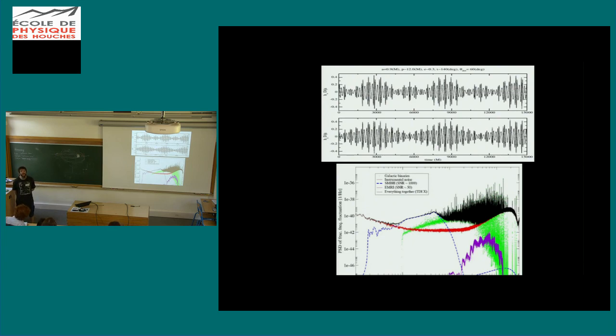What do we use? Well, we use various variants of stochastic samplers. There are papers by myself and Stas Babak and Jonathan Gair on this that address that problem. A grid search is not feasible for EMRIs.